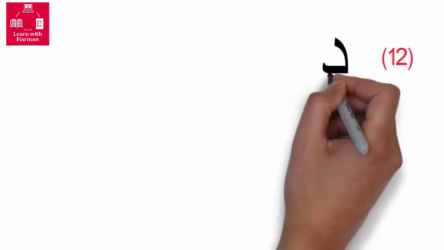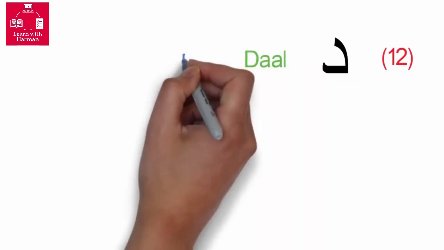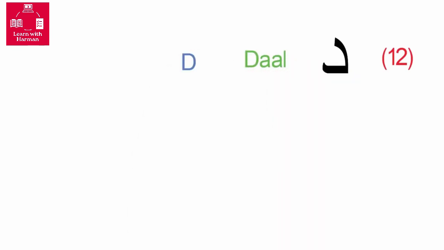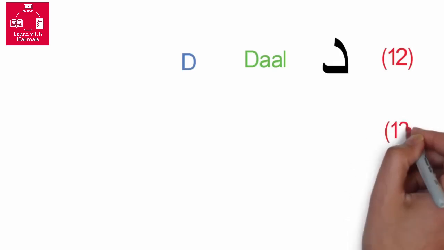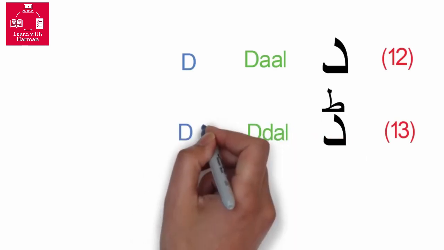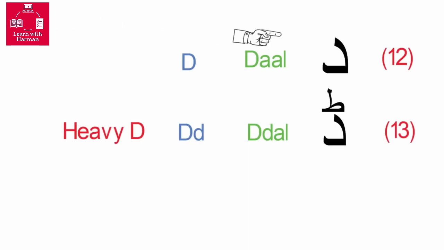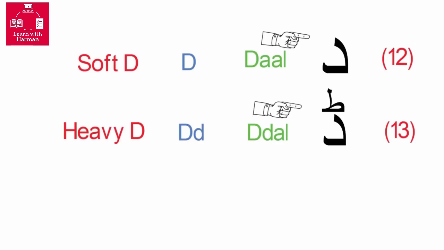Dal. It's like D in English. Dal. It's double D. It's a heavy dal. The first one, it's dal. It's soft. And the second one, dal. It's heavy.